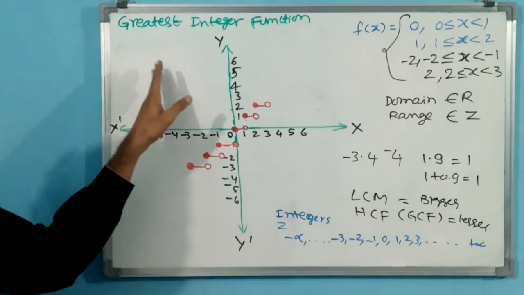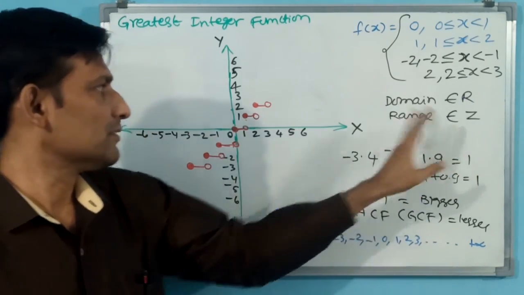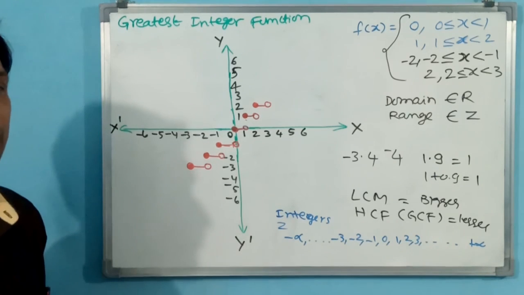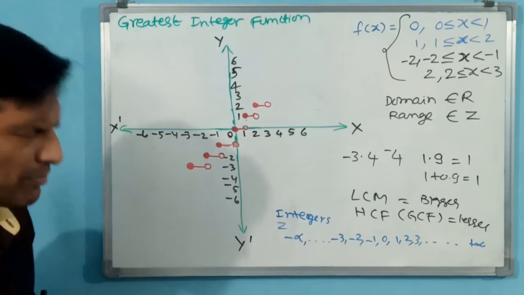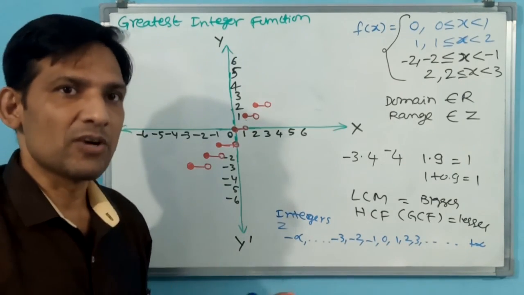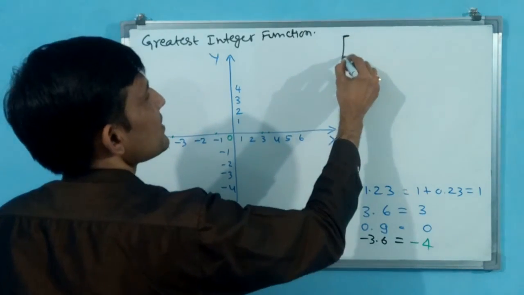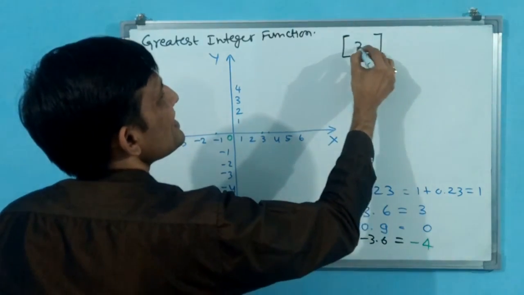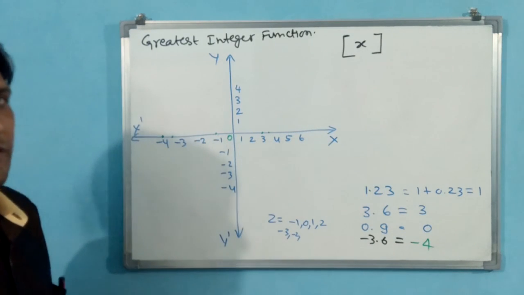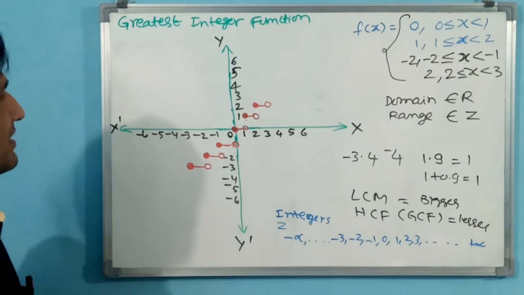Okay, the greatest integer function range is very important. Okay, only integers are going to come. Real numbers are not going to come. Integers are also real numbers, but the remaining part of the real numbers is not going to come. Only integers are going to come. Okay. If you put x between two brackets like this, it is the greatest integer function. That you have to keep in mind.